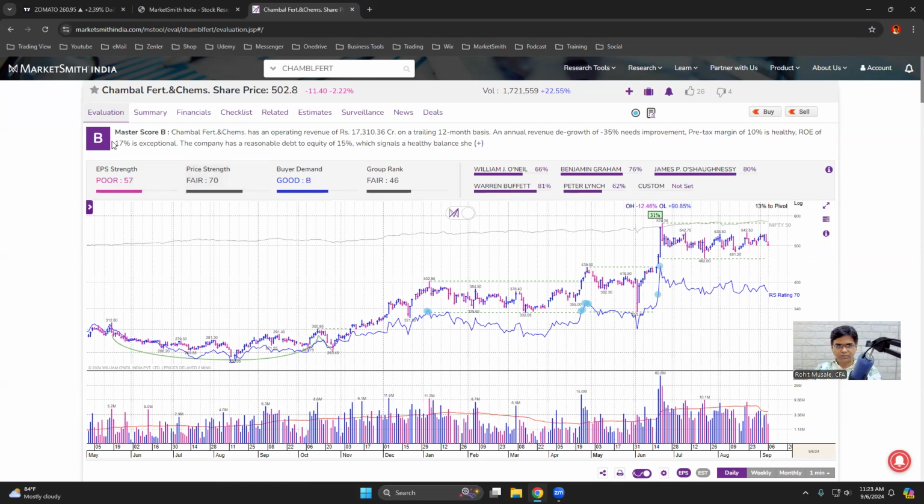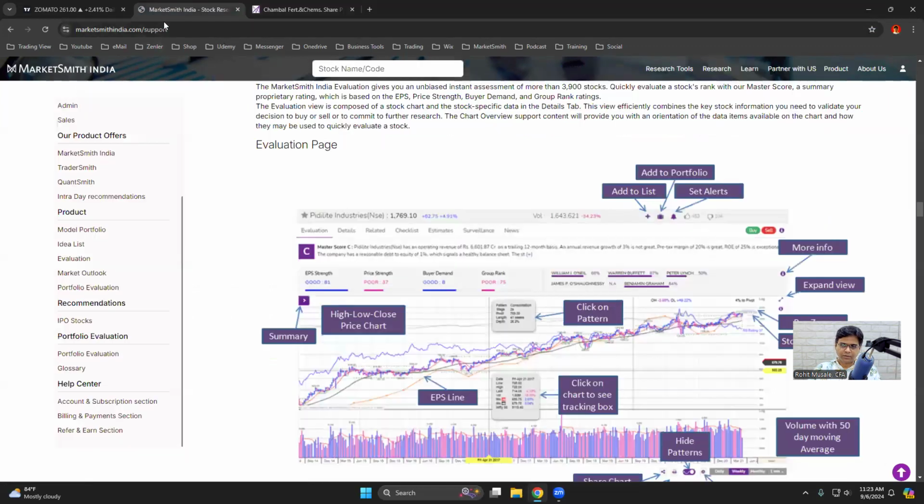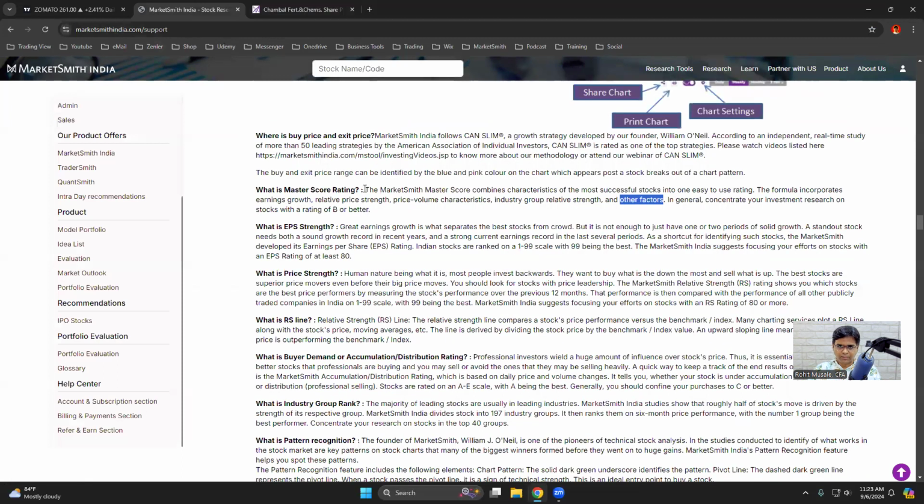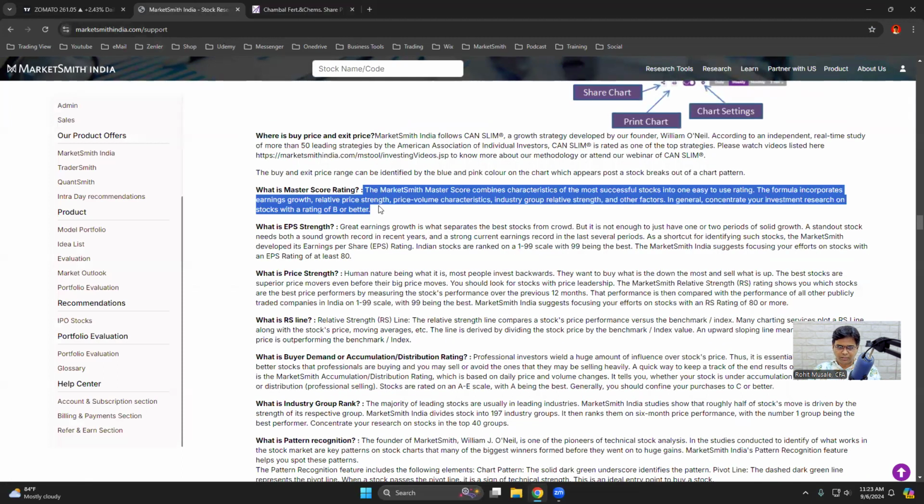If this number is C, D, or E, okay, then don't even bother looking at the stock. You're wasting your time. And that's why they have highlighted this. This is very important. Just looking at this one single rating, it combines all the factors. So now you understand what the market's master score rating is.